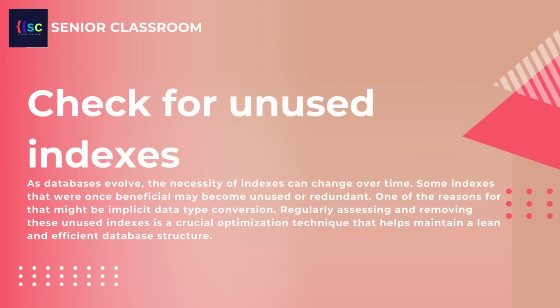Next is check for unused indexes. As databases evolve, the necessity of indexes can change over time. Some indexes that were once beneficial may become unused or redundant. One of the reasons for that might be implicit data type conversion. Regularly assessing and removing these unused indexes is a crucial optimization technique that helps maintain a lean and efficient database structure.